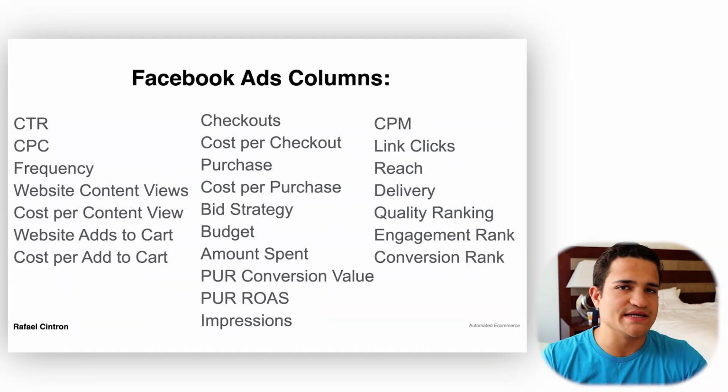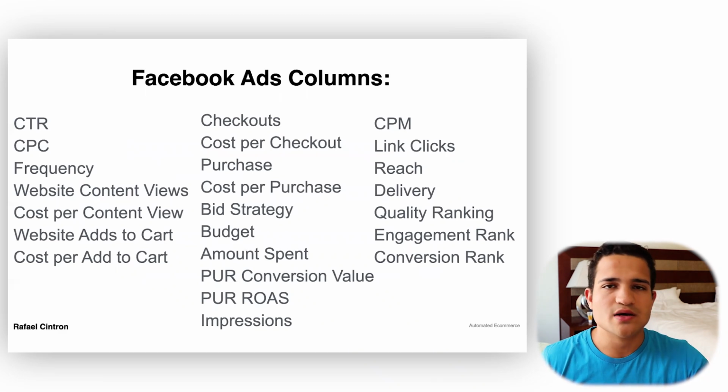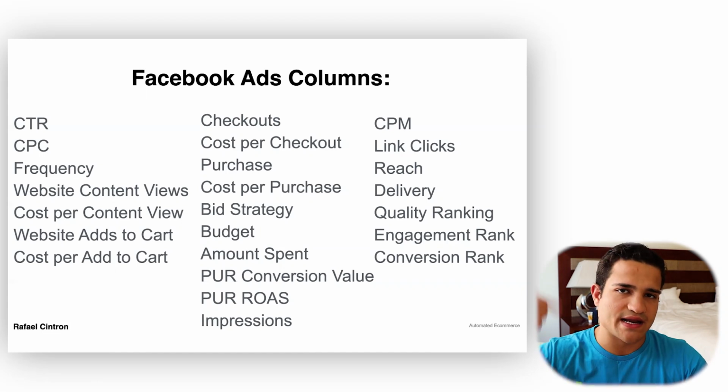The first one is CTR. CTR is the click-through rate. What is the percentage of people that are clicking on your ad? CPC, cost per link click. How much does it take to get one person onto your store? Frequency. How many times does somebody see your ad? If you have a frequency of 1, that means that all your audience is seeing your ad one time. If you have a frequency of 2, 3, 4, that's just the number of times that one person is seeing the ad again and again.